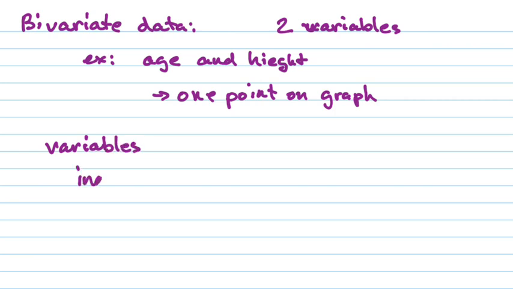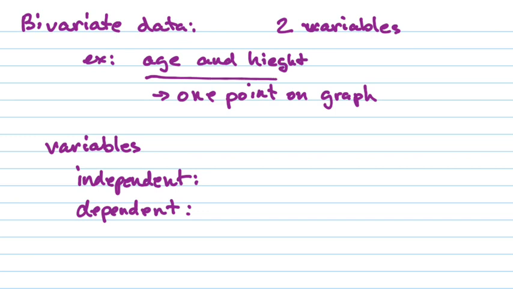And we have what's called the independent variable and the dependent variable. Now the independent variable is the one that's never going to change. It's the one that everything is based on. You can always tell which one's which by just putting it in a sentence. So let's just use age and height, for example.